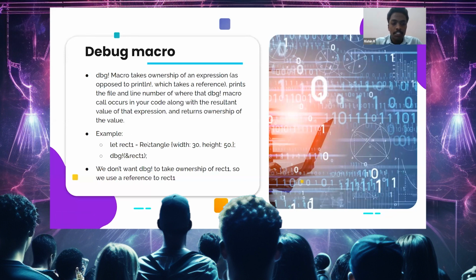So let rect1 is equal to Rectangle, and we use &rect1. Okay, so we are not going to pass the ownership, we are just passing the reference. We don't want debug to take the ownership of rect1, so we use a reference to rect1. I think the idea is clear.